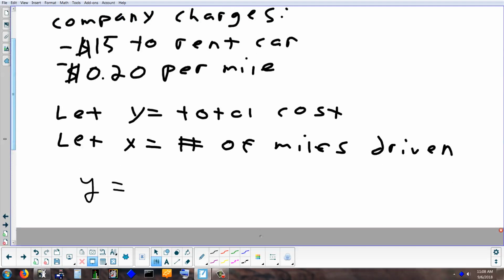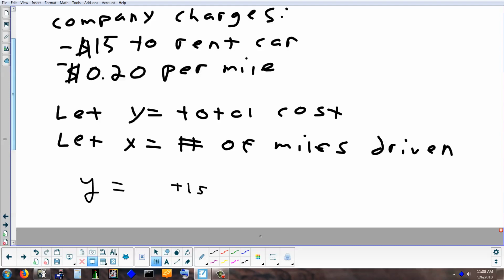Not sure. Well, is there any one of these costs that you only pay one time? It doesn't matter if you drive 100 miles or 1,000 miles, you just pay that one time. The renting the car, and how much is that fee? 15. So we know it's going to cost $15.